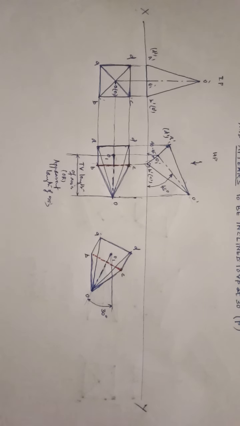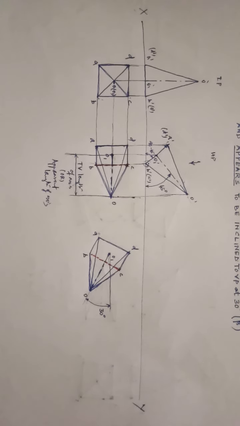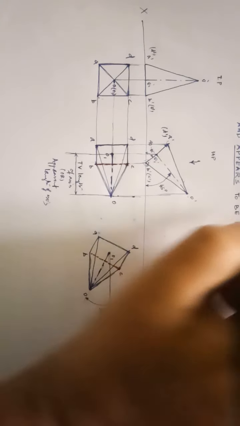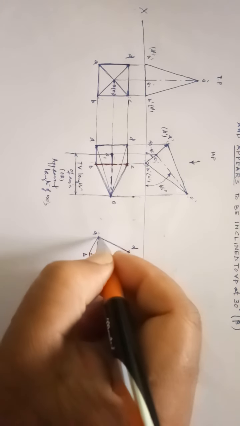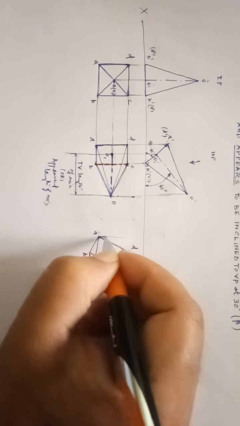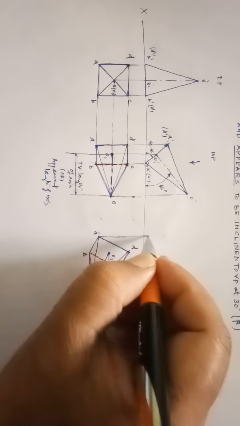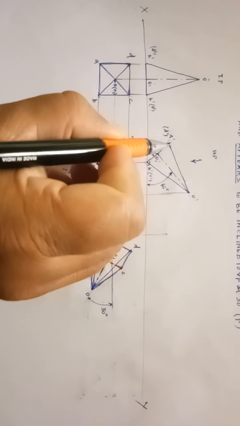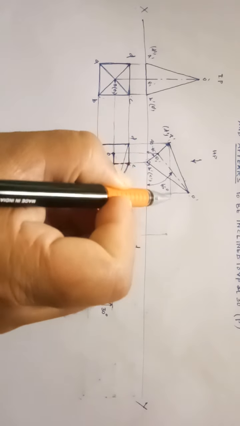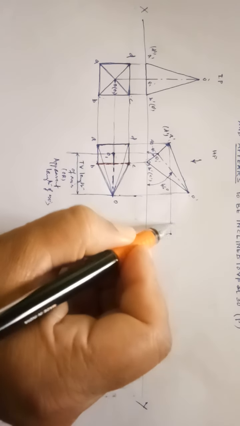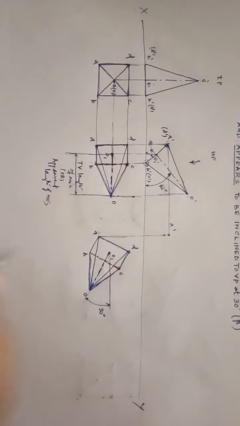Okay, now you have to project the top view. How to project the top view? Just project all the points of the base and the apex. You will get the top view. Okay, so here you will start from A. So draw the vertical projector from A. And from the previous front view, draw a horizontal projector. This will be your new A dash.